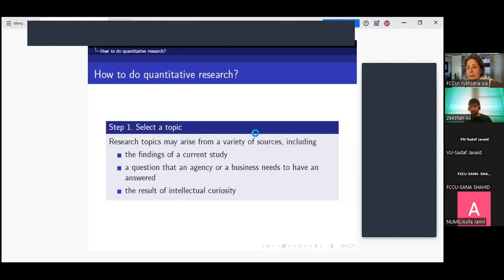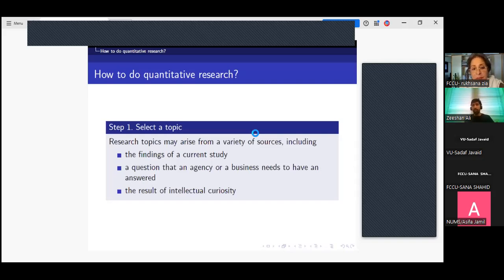We can read those discussions or look at the sections labeled as future directions. Or sometimes we can select a topic from an agency or business needs point of view. For example, if a business organization is facing a specific problem, then to solve that problem we can come up with a specific topic. We can also select a topic by using intellectual curiosity. These are just three labels that I have put here, but there could be many more options which can be useful for selecting a topic.